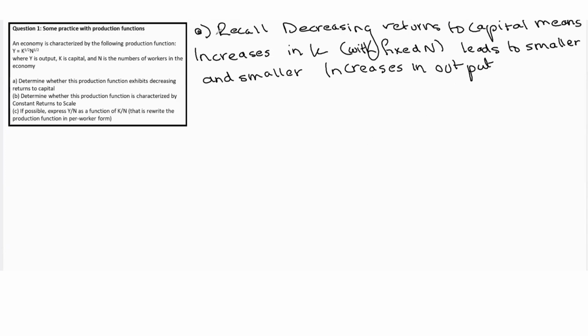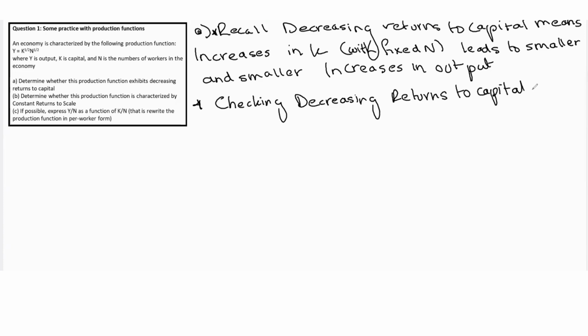So now that we know what decreasing returns to capital means, let's check whether the given production function exhibits this or not. So checking decreasing returns to capital. Now, how do we check this? Let's see what our production function is. Our production function is Y = F(K, N), which is given to us as K^(1/2) N^(1/2). Now let's first find what the marginal product of capital is.